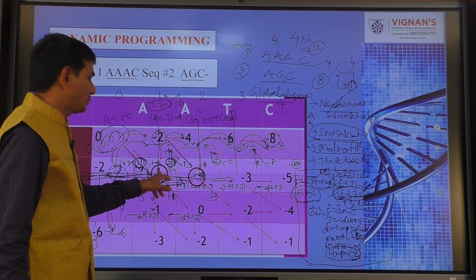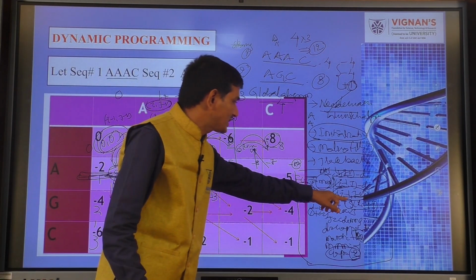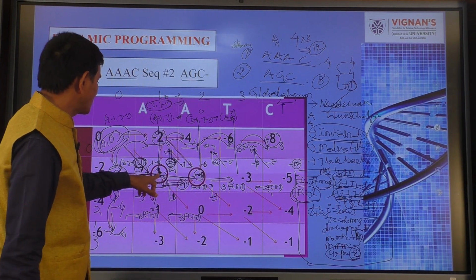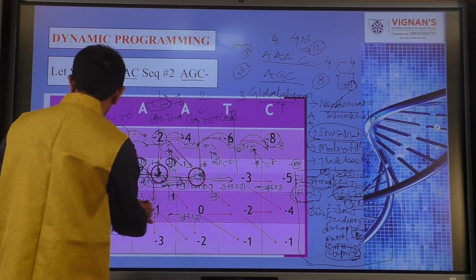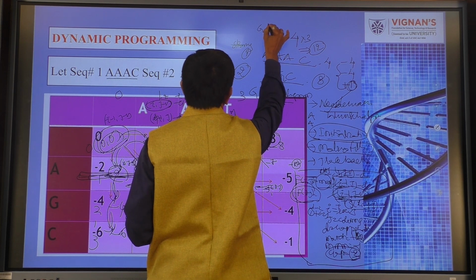Next, change in both row and column. So, the address of this diagonal box, that is i minus 1 comma j minus 1, that value is 1. Coming to the row coordinate is g and then column coordinate is a. So, g versus a is mismatch.